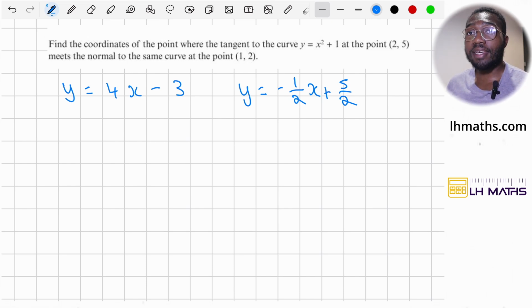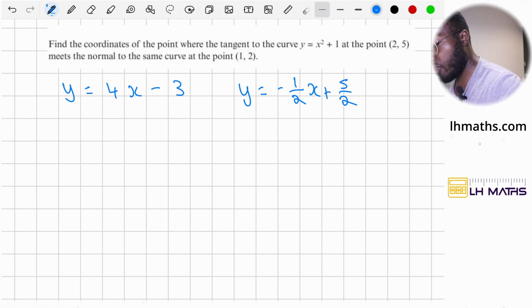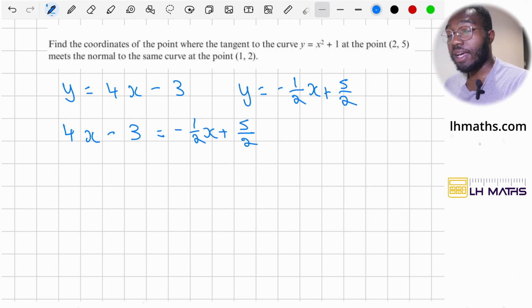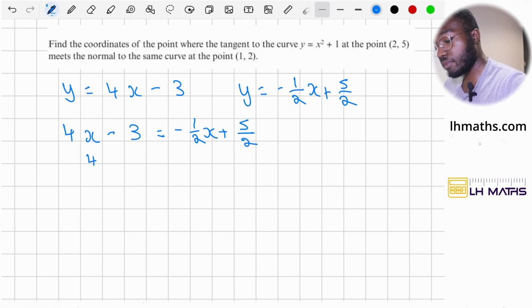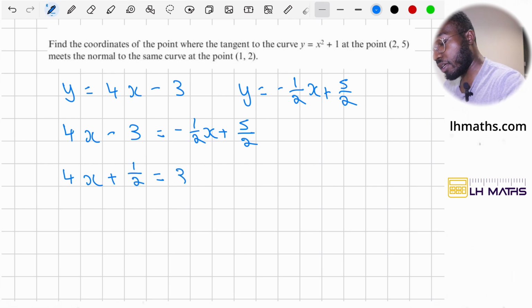All we need to do is make our equations equal to each other. Because they are both y equals something, we can put them equal to each other straight away. So 4x minus 3 is equal to minus a half x plus 5 over 2, and then we can solve for x. If we do that, we get 4x plus a half x is equal to 3 plus 5 over 2.